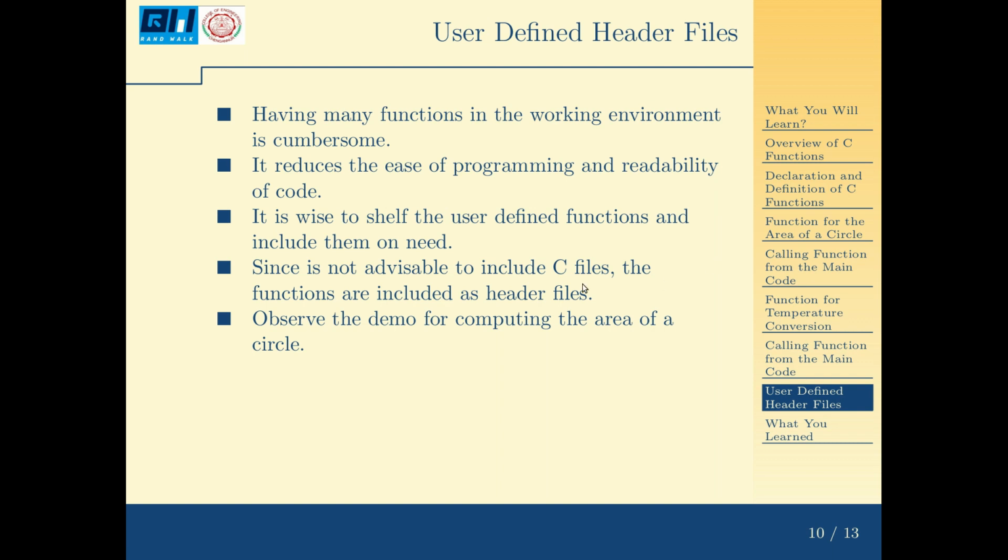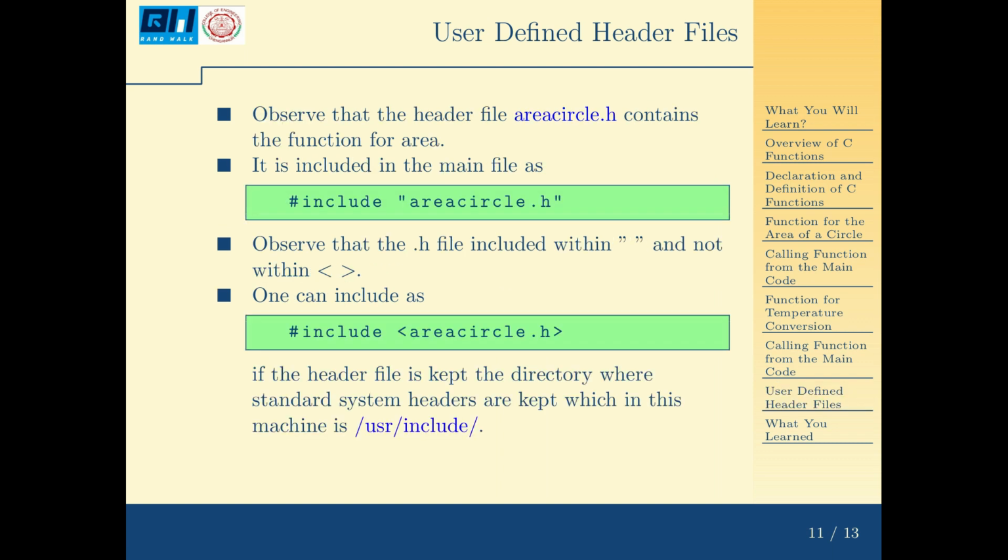You can include C files also, but often it becomes very cumbersome, so it is not advisable. In Python programming, you can include Python modules as such: you write one Python function, save it as a .py file and include it as a .py file. There is no problem. But in C, it is not advisable. Instead, they are included as header files. So let us observe the demo for computing the area of a circle.